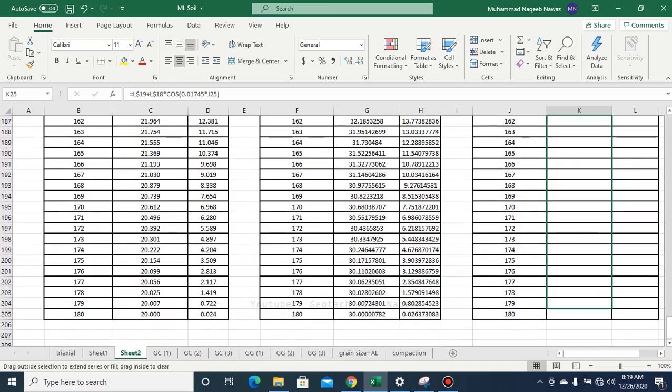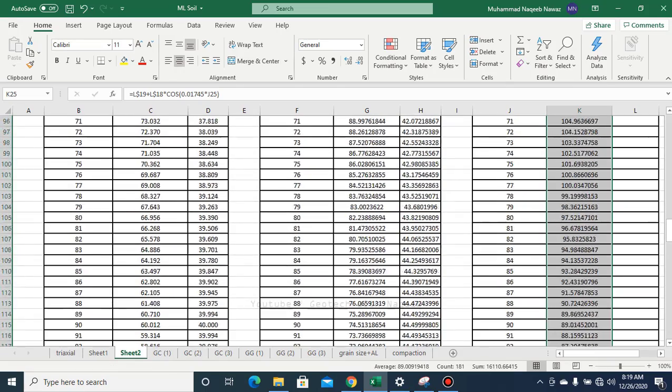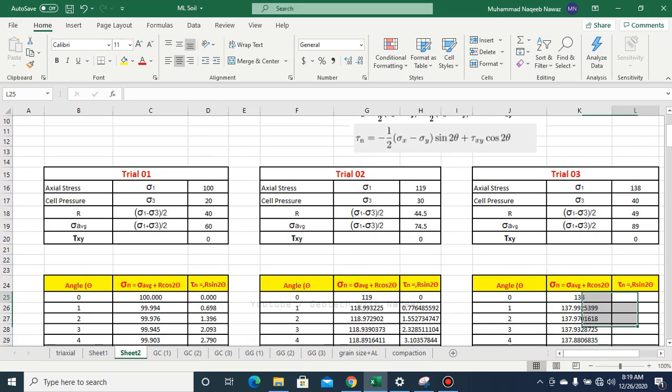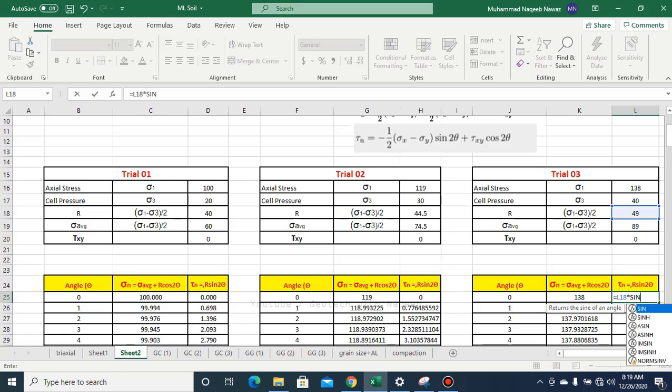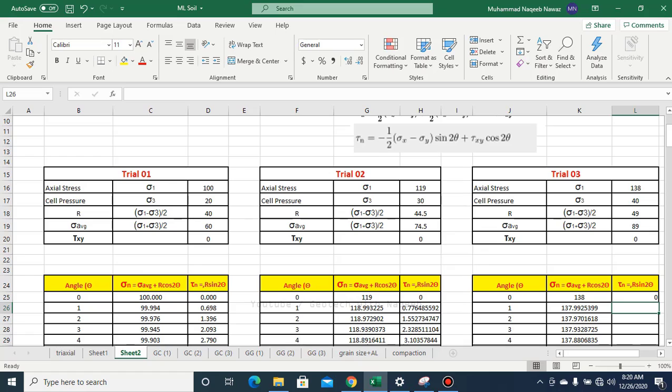We will now drag this formula to all the cells. Now R value multiplied by 0.01745 multiply by this, and we need to put the sign of dollar over here. Click OK, and we will drag this formula.